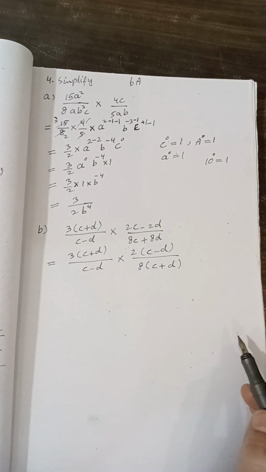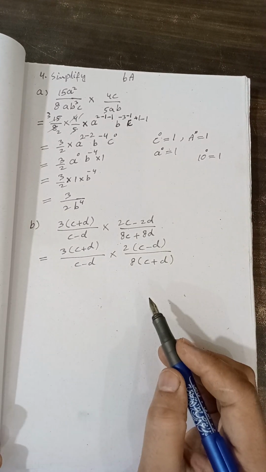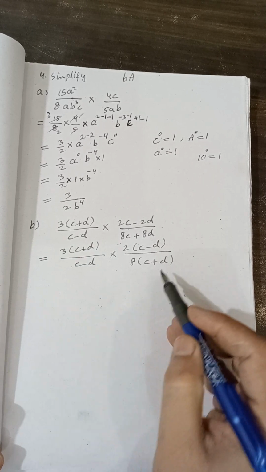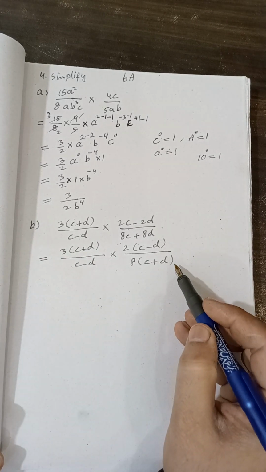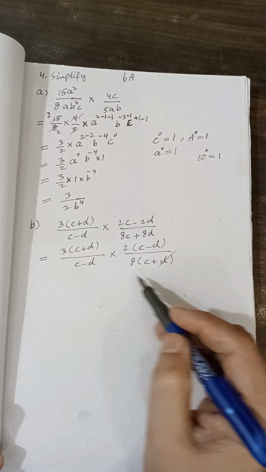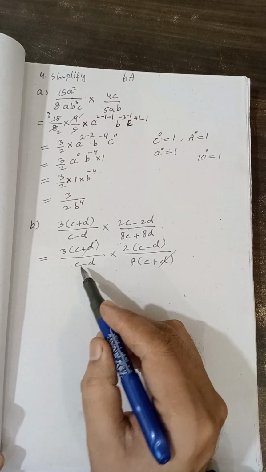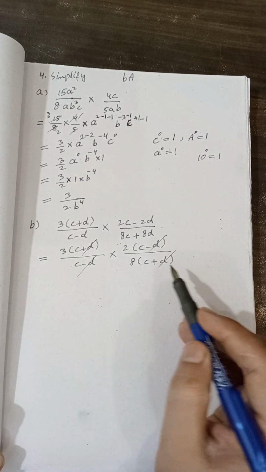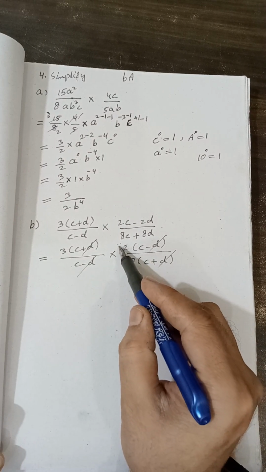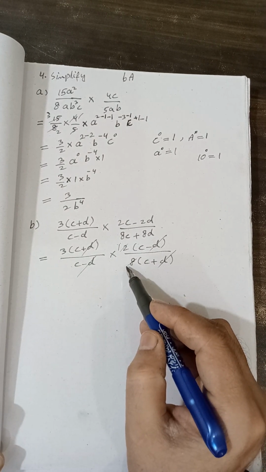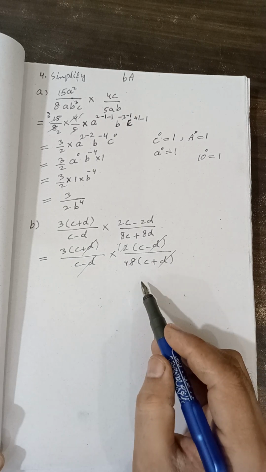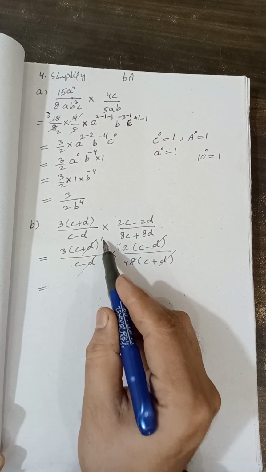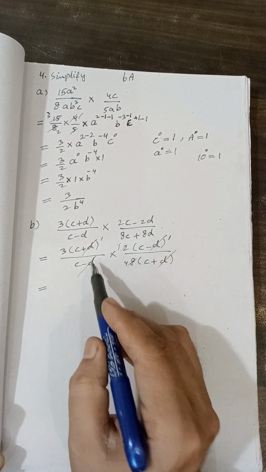Now you know that we have to cancel the similar terms that are in the numerator and in the denominator. C plus D and C plus D, these are similar, cancel these out. And C minus D, C minus D, these are also similar, cancel these. And now 2 1s are 2 and 2 4s are 8, these are also cancelled. Now the remaining is only 3 over 1. When you cancel out, there is 1.